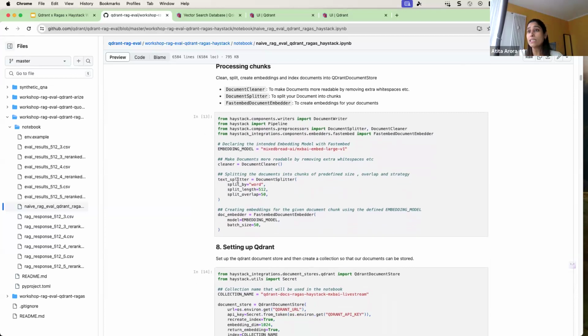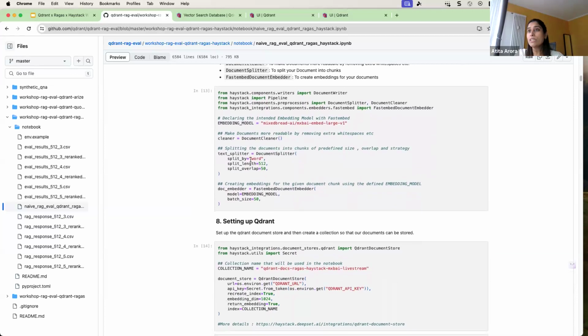Along with that, I define my text splitter. So I'm using splitting by word. There are different ways in which you could split the text as well. This, in my opinion, was the best one. You have paragraphs and you have sentences as well. This is something that you could try as well as part of the experiment.